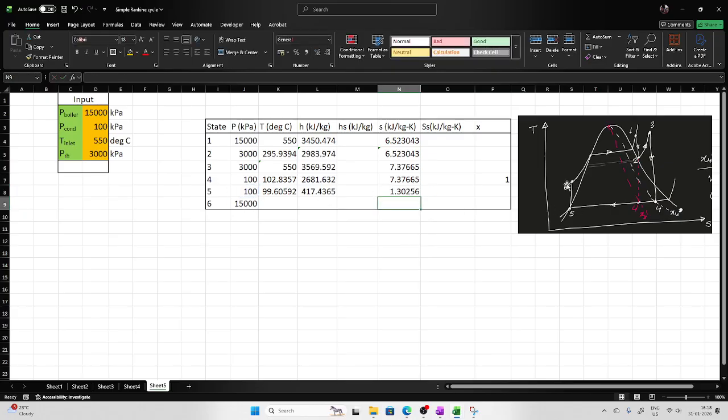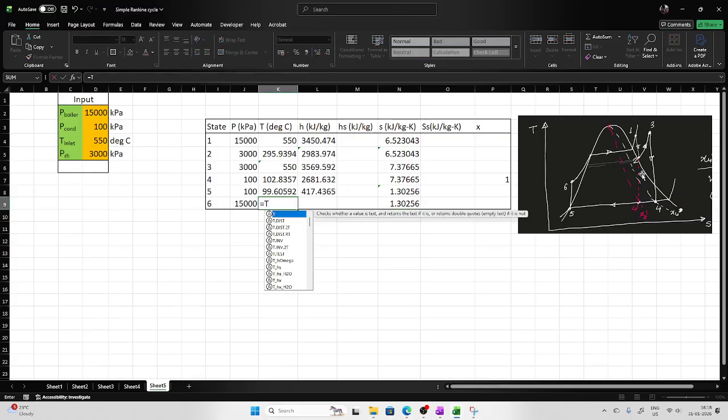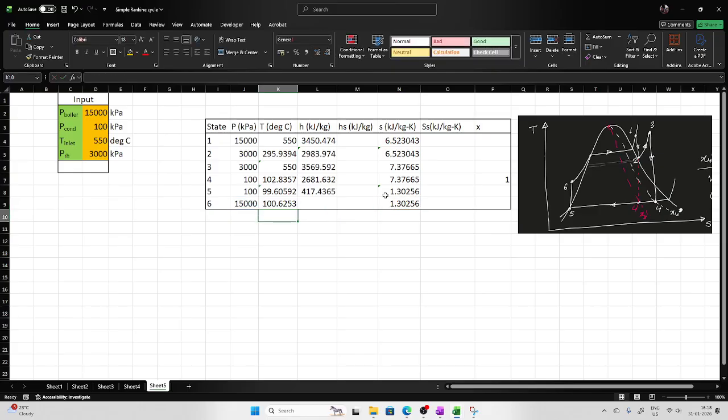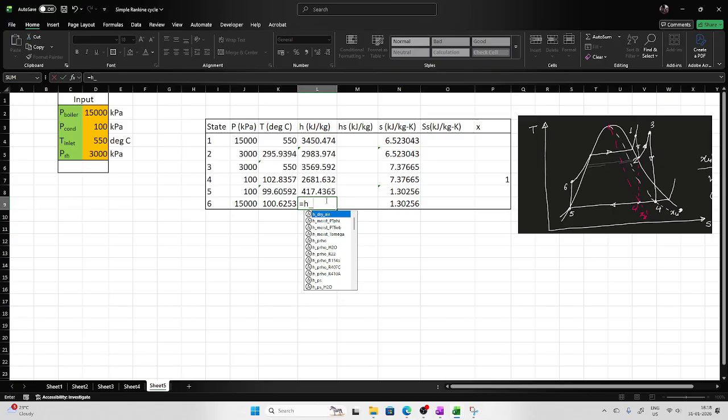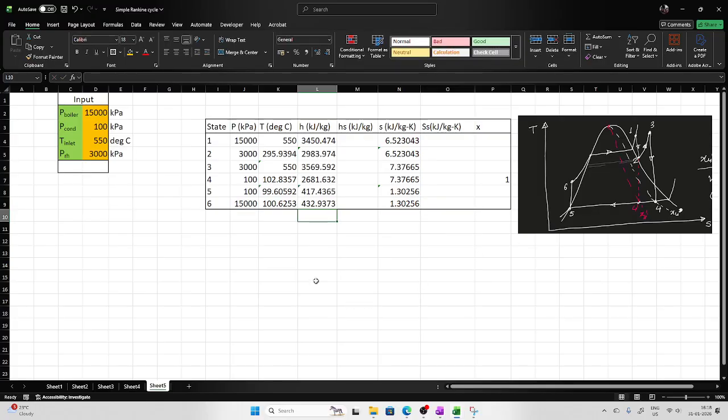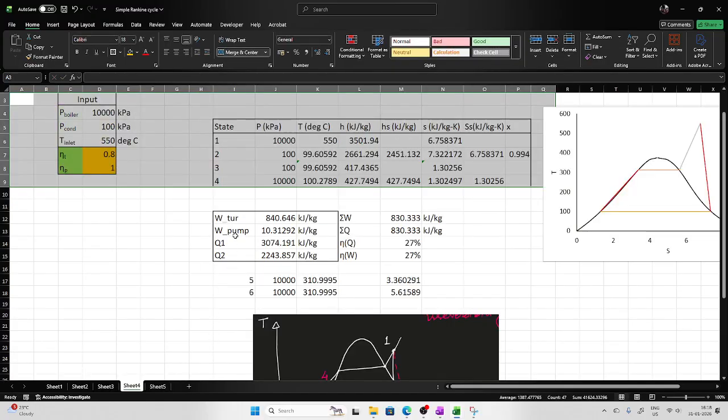Then comes point number 6. Points 6 and 5 should have the same entropy, because this is reversible adiabatic compression. Now comes the temperature, which is temperature based on pressure and entropy for water. This is the pressure and this is the entropy. Then comes the enthalpy, H based on pressure and entropy. Once this is known to you, you can evaluate all the parameters which we normally do.